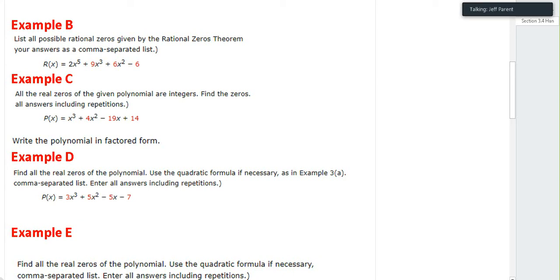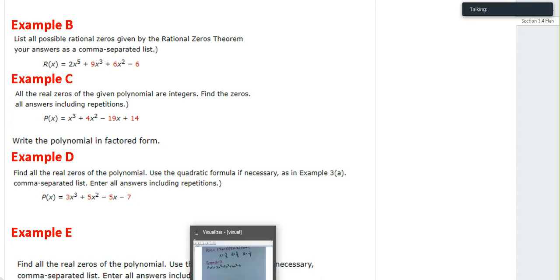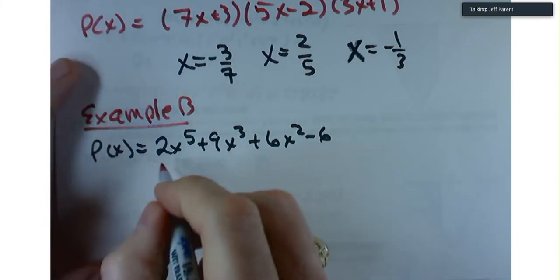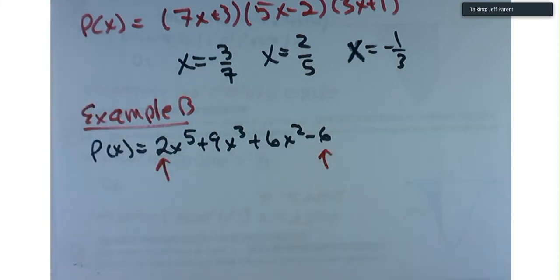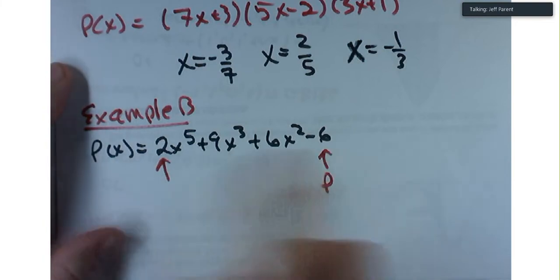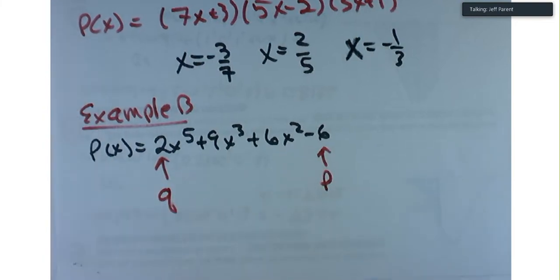P of x is 2x to the 5th. Are we still on 3.4? Yes. Plus 9x cubed plus 6x squared minus 6. Now, if you remember, there's two things we need. We need the p and the q. P is going to be a factor of this. Q is going to be a factor of this.